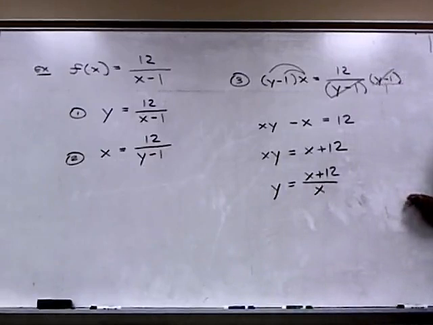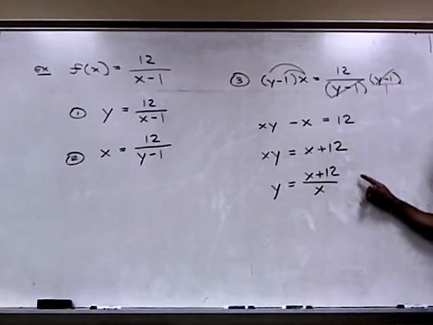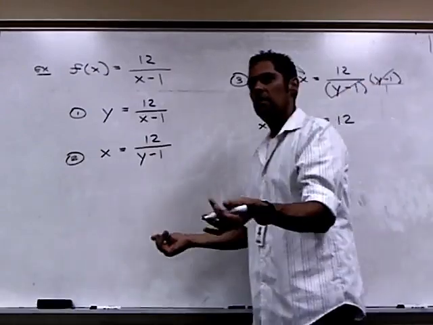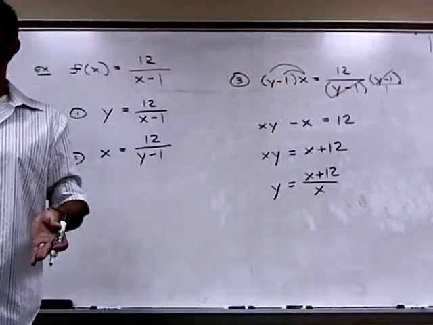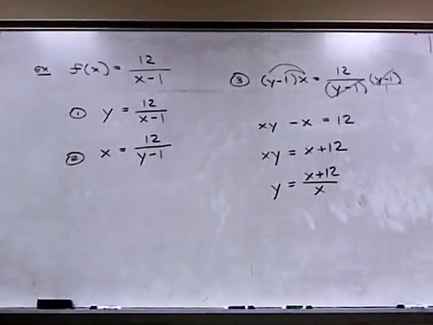Now I have y by itself, don't I? That's a little more involved than what we just did before, right? It's not as simple as, oh, just divide both sides by 2. Or, oh, just take the cube root on both sides. We had to actually do a little bit of work for this.